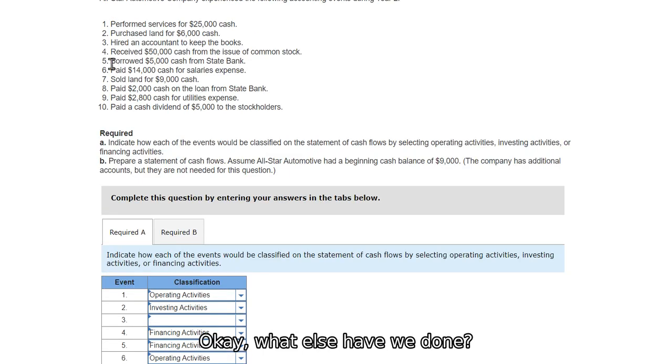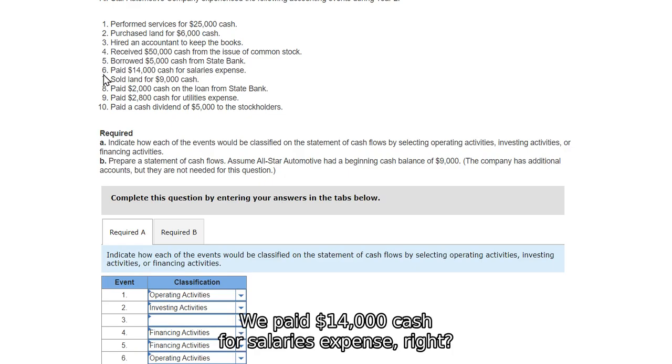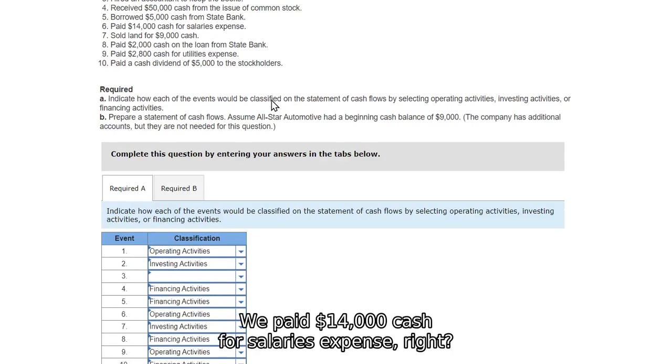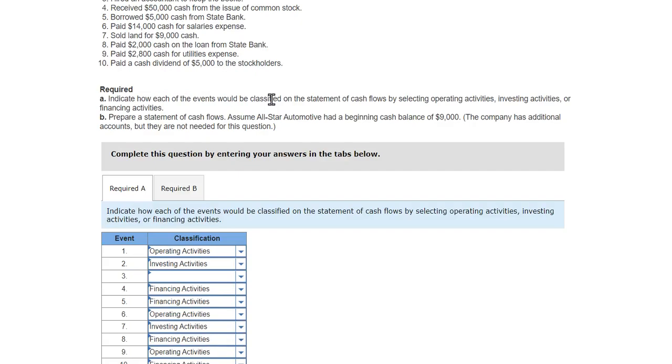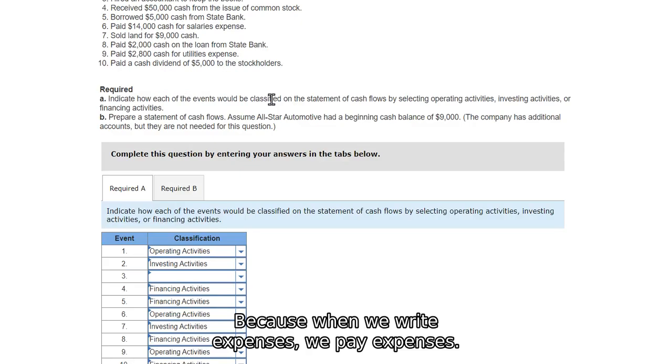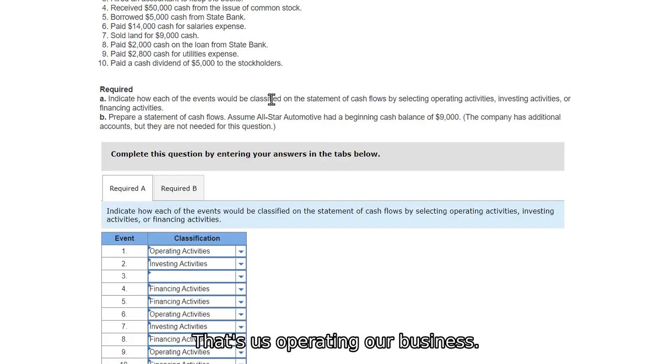Okay, what else have we done? Borrowed $5,000 from State Bank. Again, that's financing. That's us financing our business. We paid $14,000 cash for salaries expense, right? So that's our operating activity. So number 6 is operating activities. Because when we pay expenses, that's us operating our business.